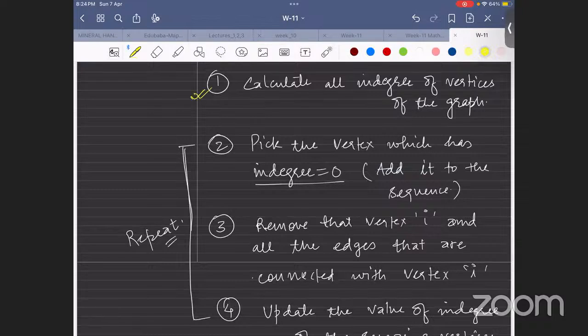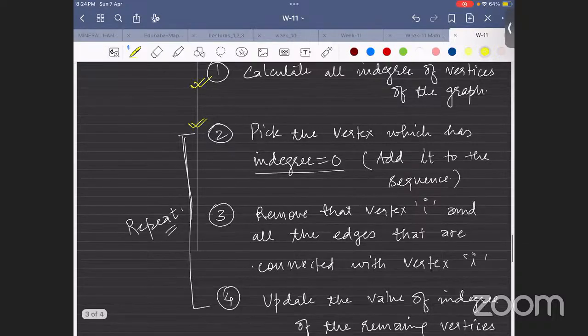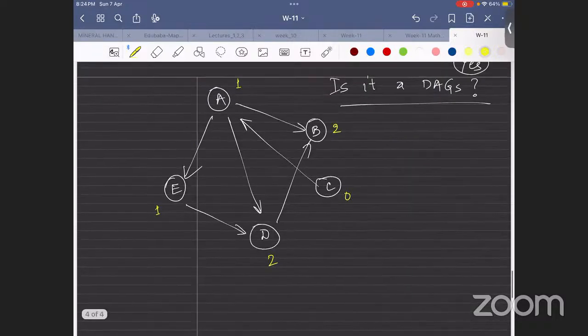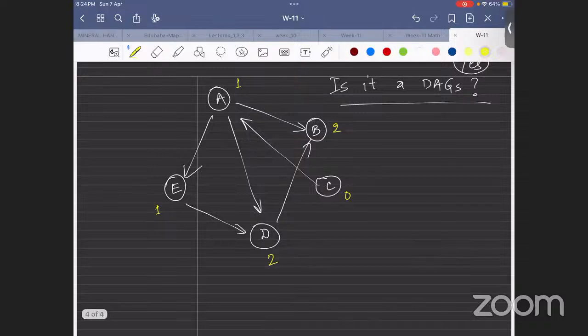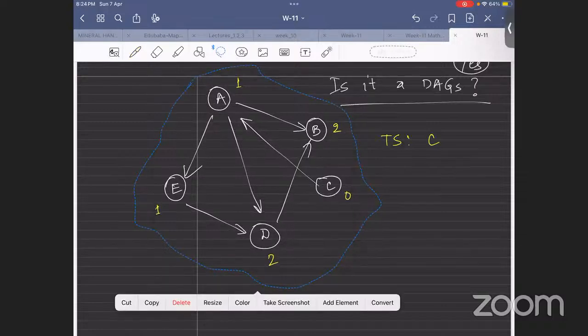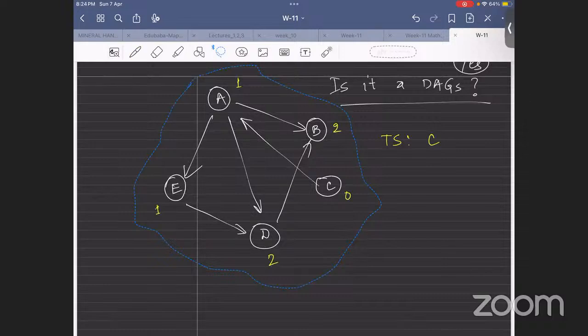The second step is to pick the vertices with the in degree 0. Which of the vertices have in degree 0? C. Correct. So you can write that in your topological sorting. You start with C. Now what is the next step I told you? Remove it and its edges. Yeah, so we'll remove that.